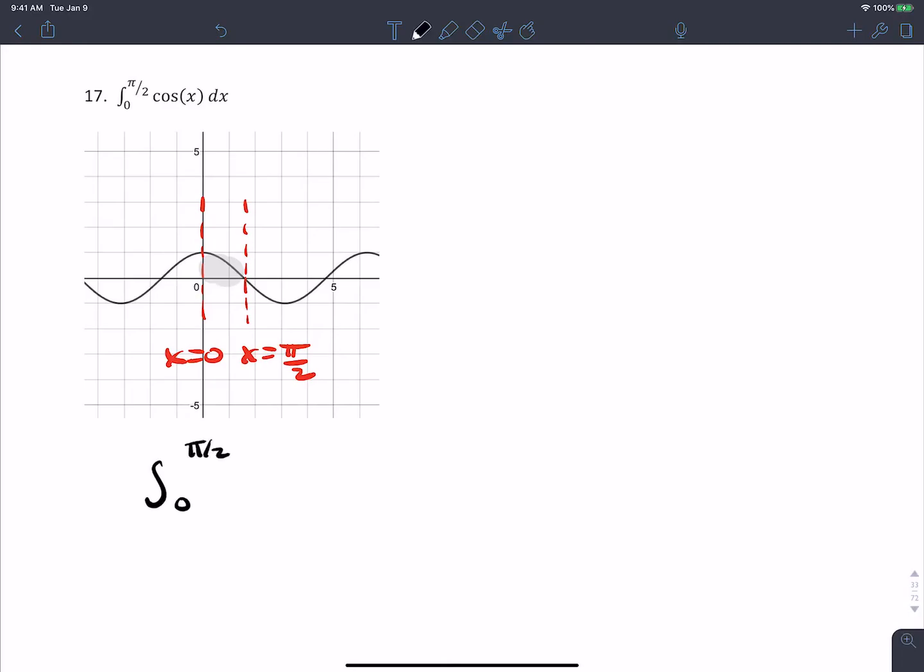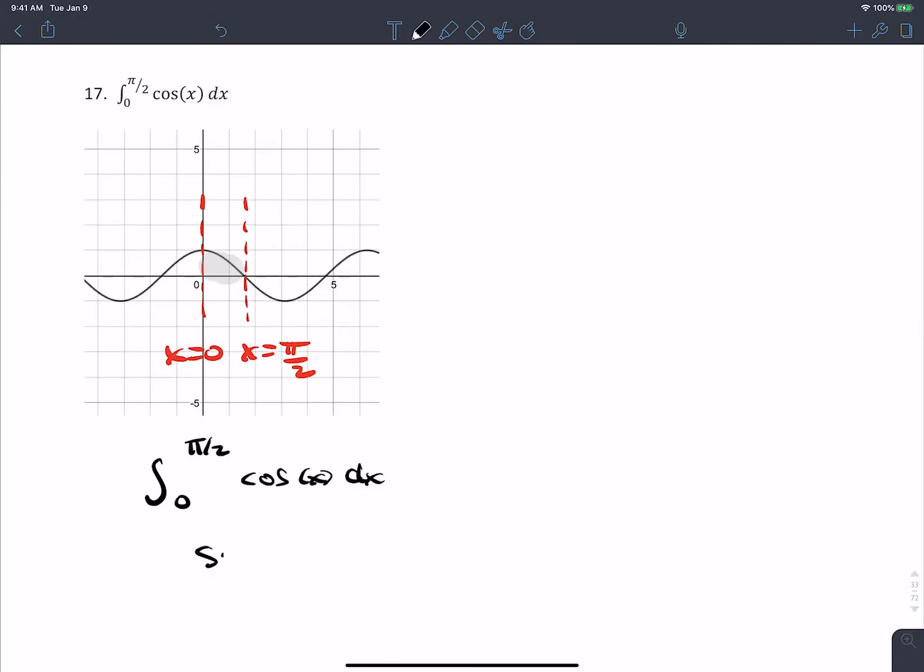0, pi over 2, cosine. What's the antiderivative of cosine? Just going to keep you guys honest. Sine. So as you guys can see, was I kidding about the homework this weekend? Work on the antiderivatives.